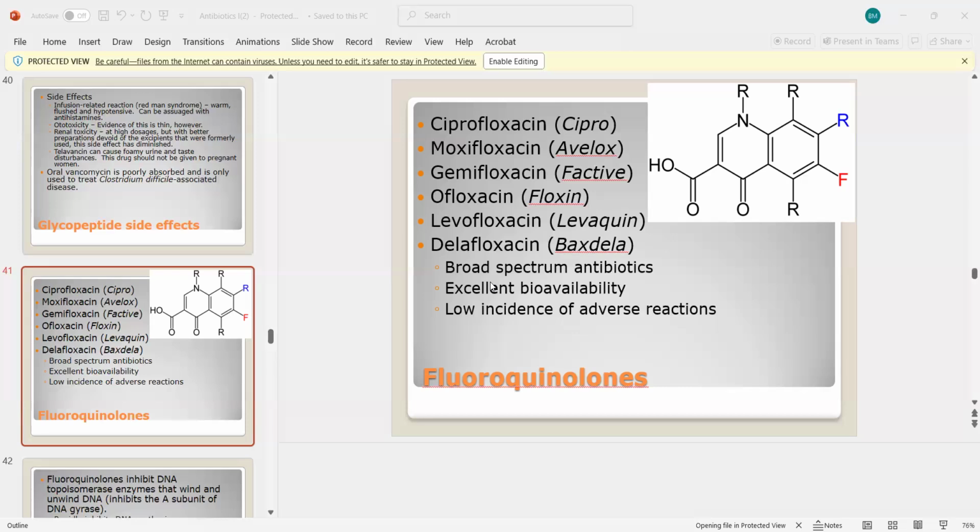Fluoroquinolones should not be taken with any sort of mineral supplements. Don't take them with iron. Don't take them with zinc. Don't take them with calcium pills. That also means don't take them with antacids or milk or multivitamins or something like that.